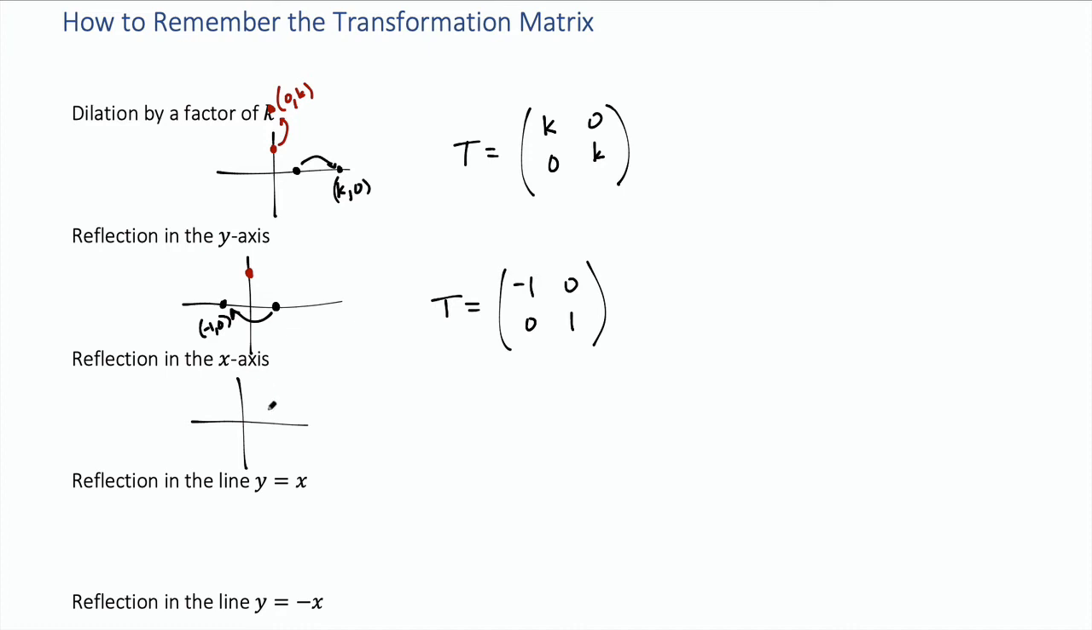For reflection in the x-axis, if I look at the point (1, 0), it doesn't actually move anywhere if I reflect that in the x-axis, since it's already on the x-axis. So my first column is still (1, 0). The point (0, 1), if I reflect that in the x-axis, jumps down here to (0, -1). And so that's my second column of the transformation matrix.